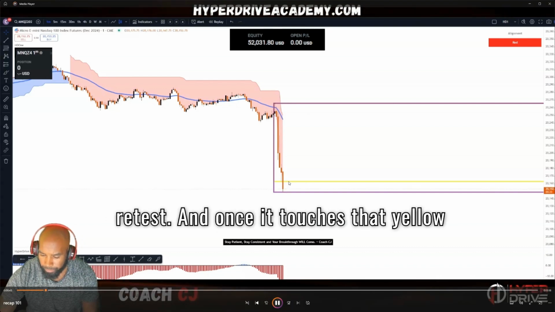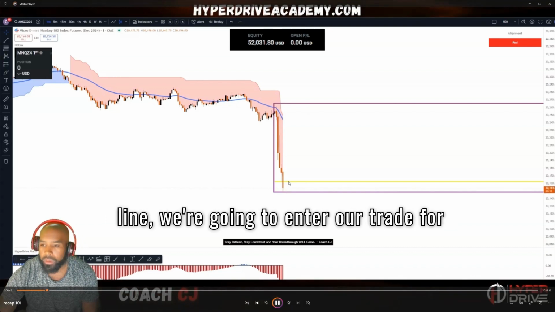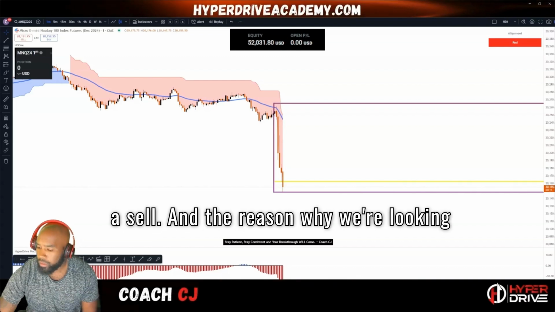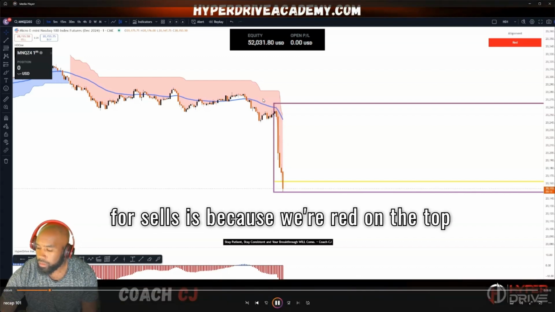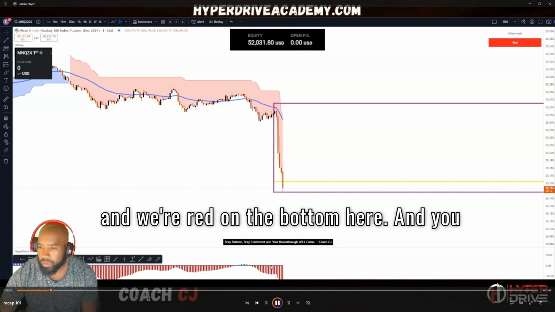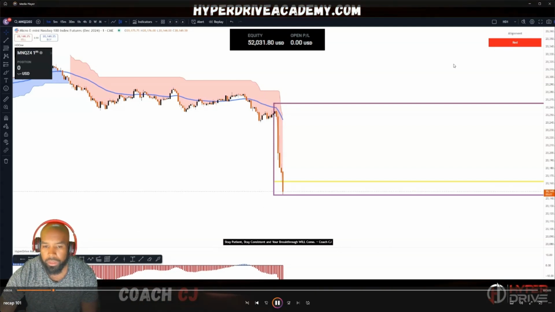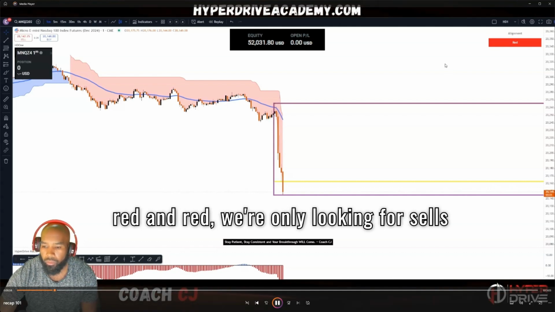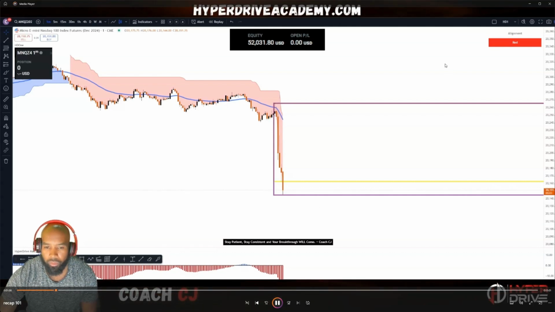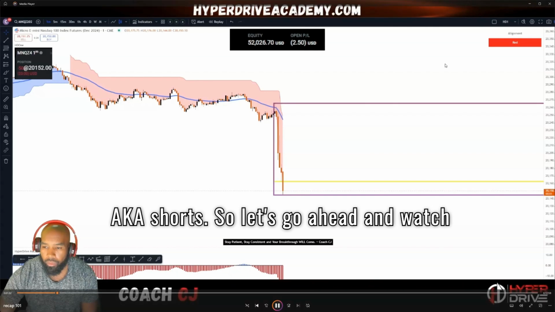We call that a retest. And once it touches that yellow line, we're going to enter our trade for a sale. The reason why we're looking for sales is because we're red on the top and we're red on the bottom here. You can also see top right, it says red. So because we're matching in those colors, red and red, we're only looking for sales, aka shorts. So let's go ahead and watch this play out.